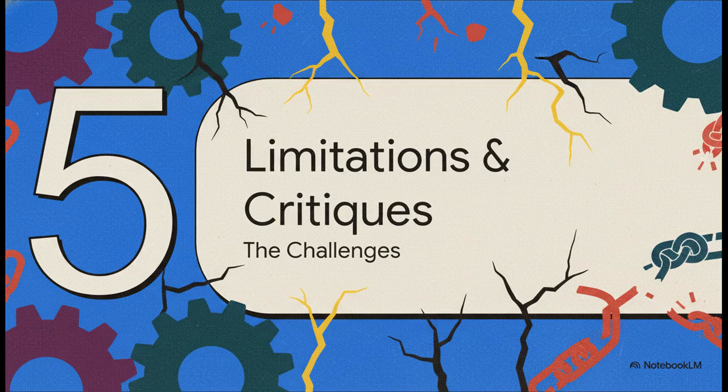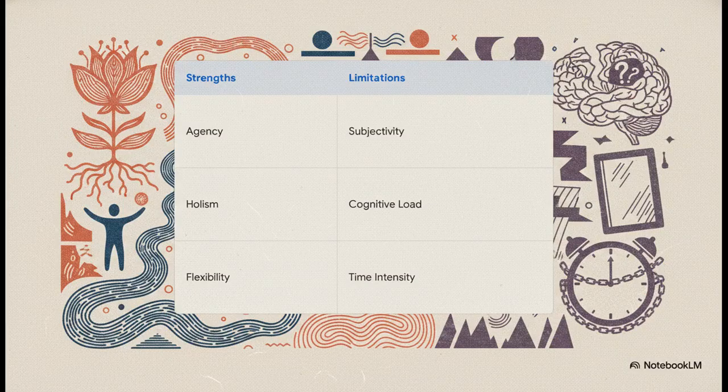Moving to Part 5, limitations and critiques, because we do have to talk about the challenges. When we weigh those strengths against the limitations, we see a pretty clear trade-off. So the crucial point is that the holistic, flexible nature of the therapy also introduces some significant subjectivity and cognitive demand. This intensive approach is simply not going to be suitable for everyone, and it's really important we understand why that is.